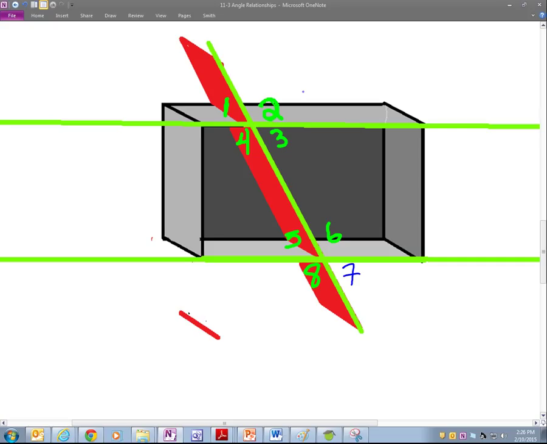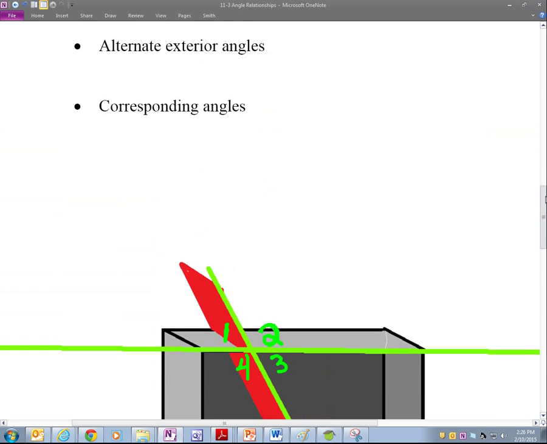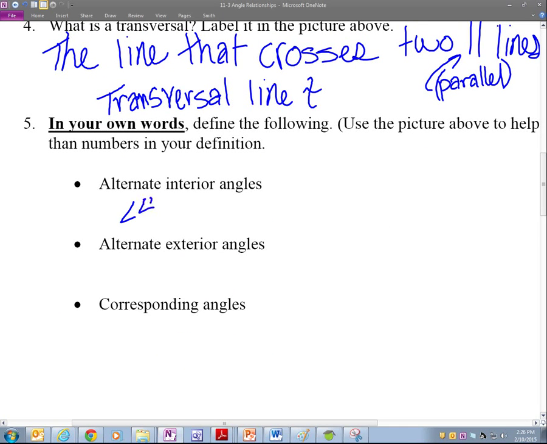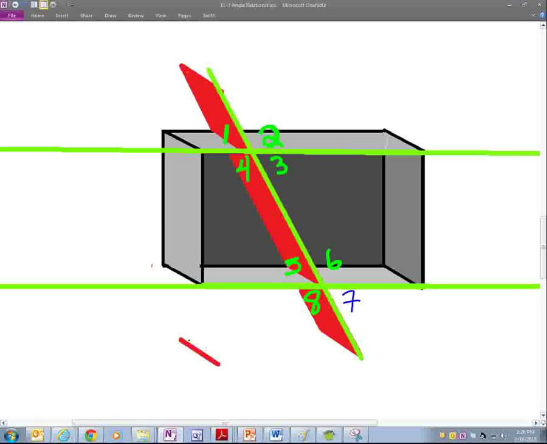Which ones are alternate interior angles? So between these four angles here, which ones are alternate? Which ones are not adjacent? Which ones are not right next to each other? Sam? 4 and 6. Alternate interior angles are angle 4 and angle 6. And what else? Angle 5 and angle 3. See how they're not right next to each other? They're not right next to each other, and it goes on the other side. So it's 5 and 3.